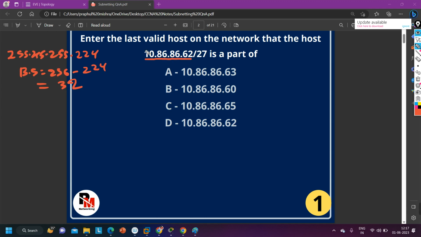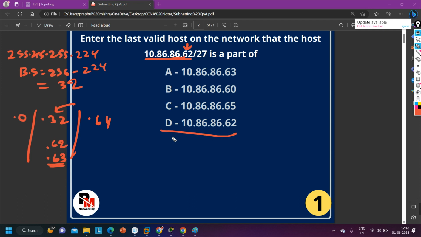These portions are fixed; these are the network portion, so we are not going to do anything with them. This is the interesting octet. The first network value will be .0, the second network value will be .32, and the third network value will be .64. This IP address belongs to this network. So the last IP address of this network will be .63, because the next one starts from 64, but that one is the broadcast ID. So the last valid IP address will be .62. Option D is the right answer.